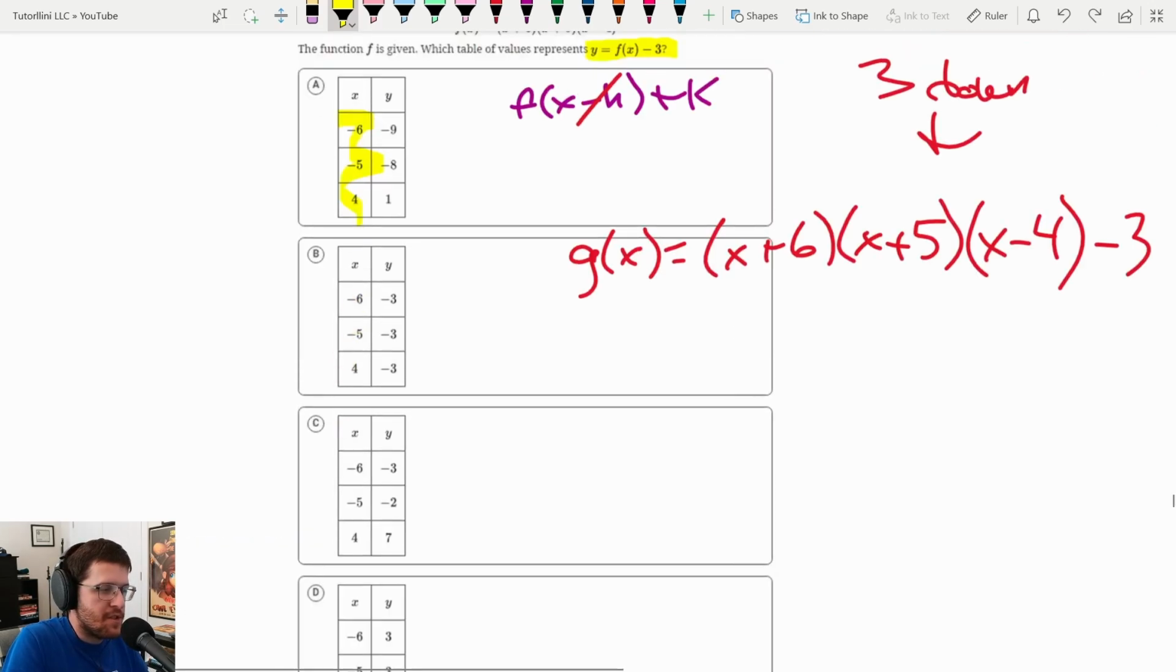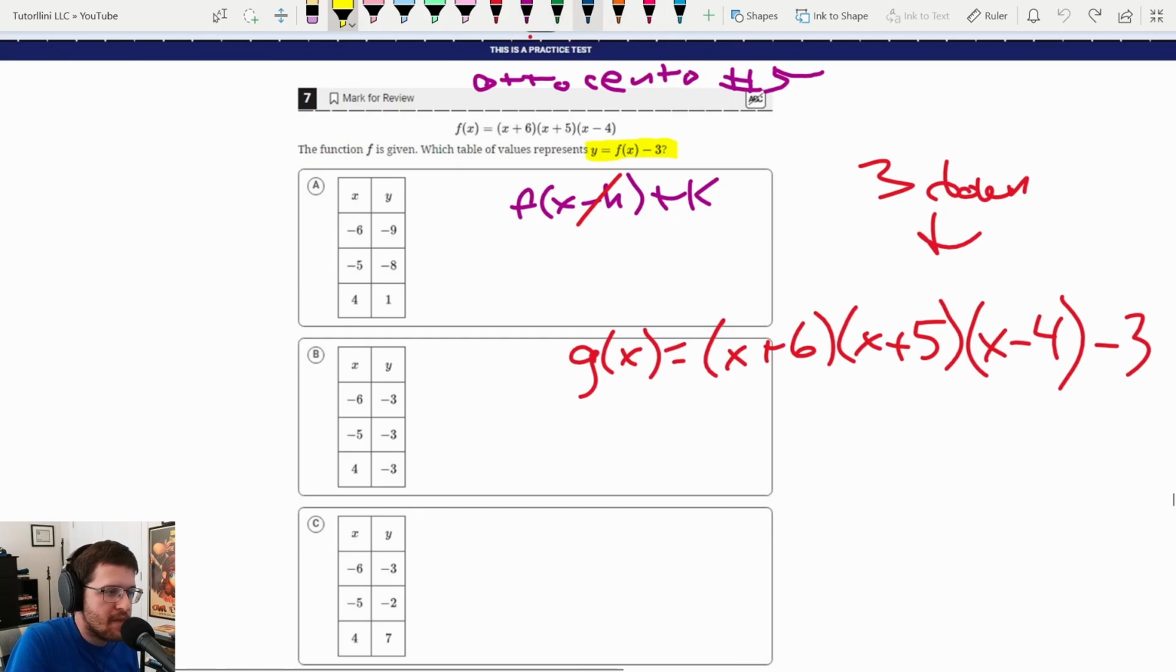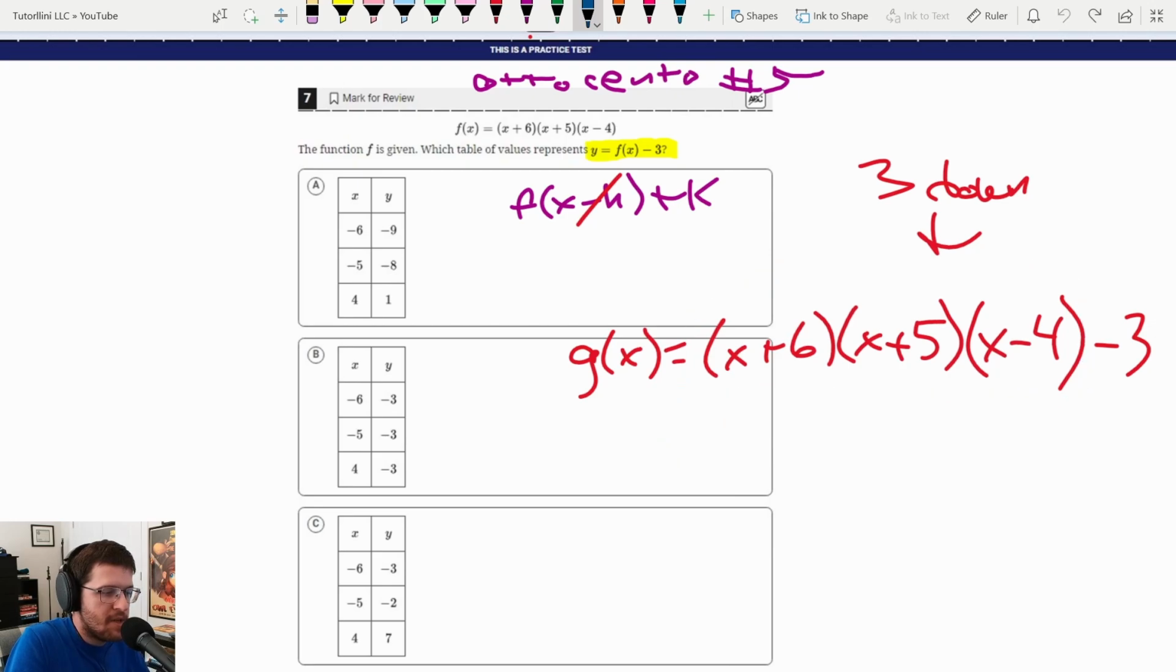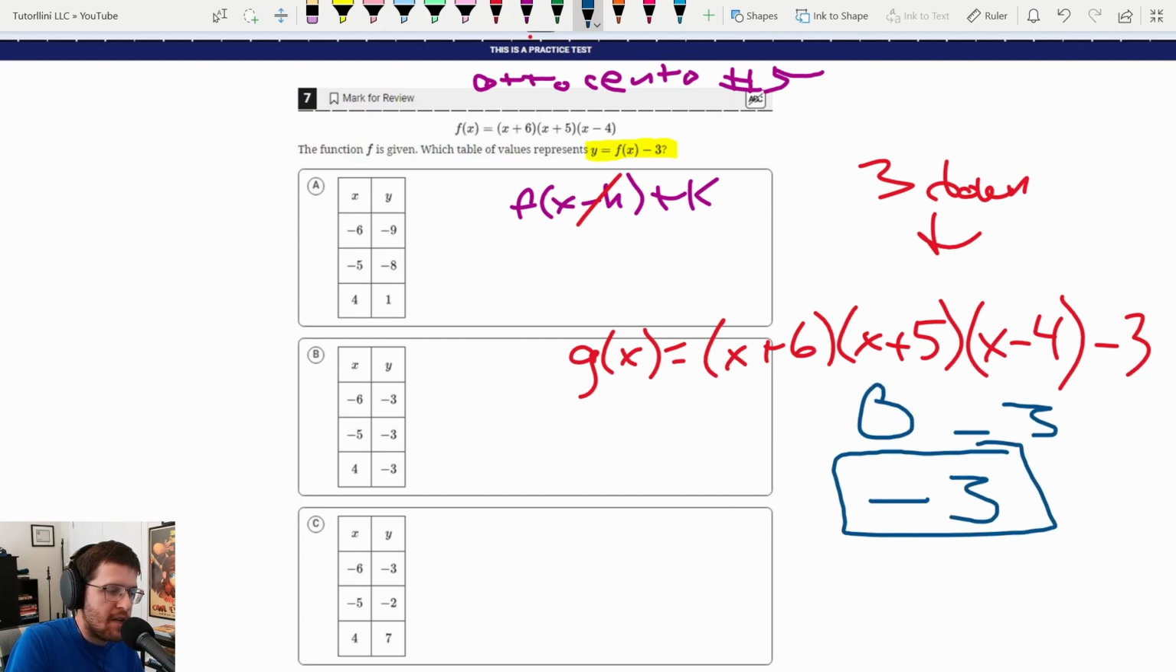So essentially, whenever you put one of these numbers into this part of the function, it becomes 0. You see -6 plus 6, that's 0. 0 times anything is 0. -5 plus 5 is 0. 0 times anything is 0. 4 minus 4 is 0. 0 times anything is 0. So you're always going to get 0 and then -3. So all of these y values should be -3. 0 minus 3 is -3. So I'm thinking it's answer choice B.